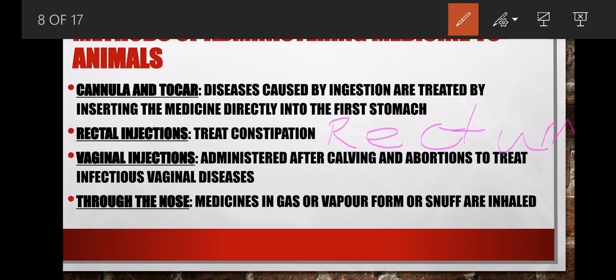Vaginal infection. In this case, usually we administer it after calving, after the animal has given birth, or else if abortion has taken place. I hope you still remember the definition of abortion, because they are almost the same as miscarriage, but you do recall it. And the aim of using vaginal injection, you want to treat any infections that will affect what? The vagina. So in this case, you are injecting through what? Through the vagina of the animal.